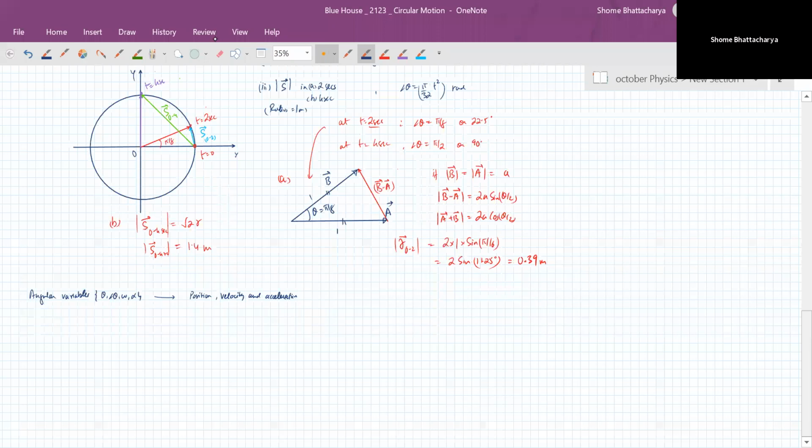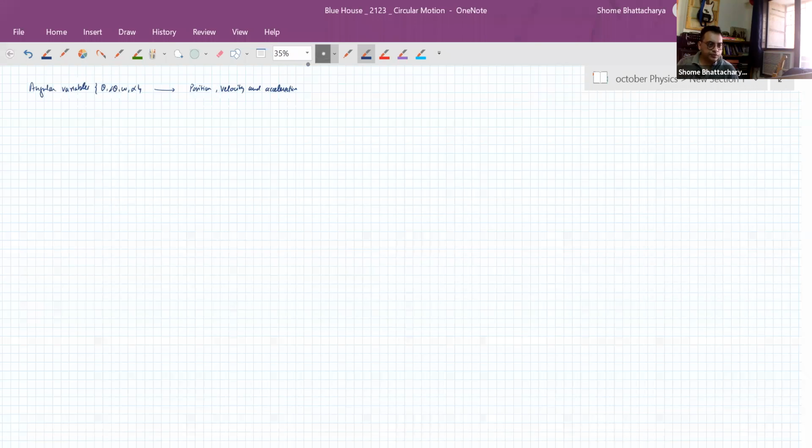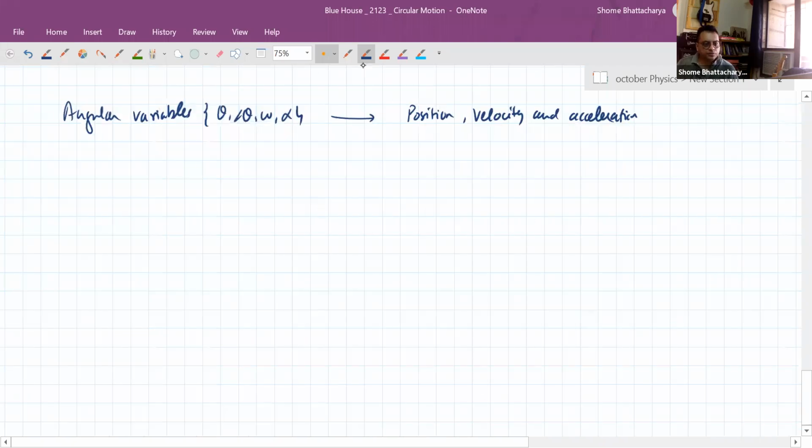Okay, so let's move on to the next part. Now, after having understood the angular variables, we will get into understanding of the kinematical variables: position vector, velocity vector, and acceleration vector in a circular motion.